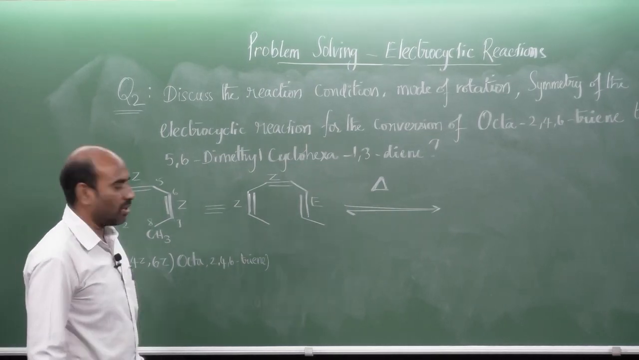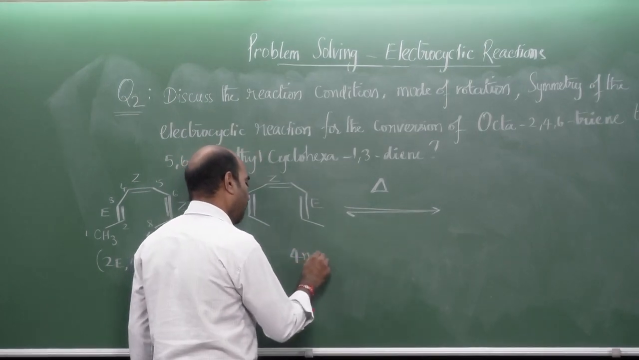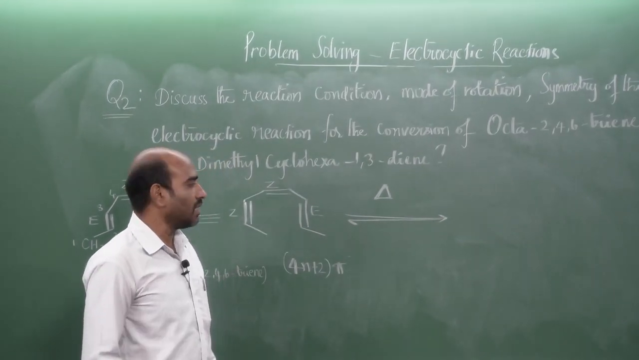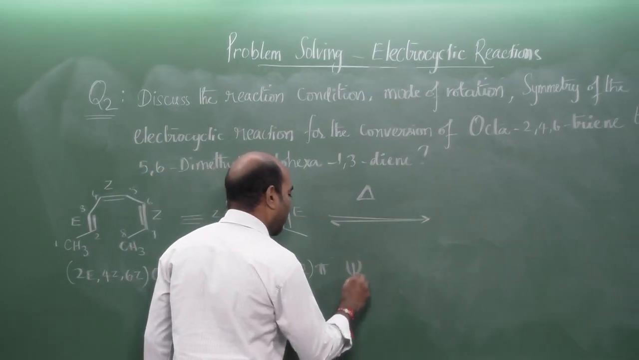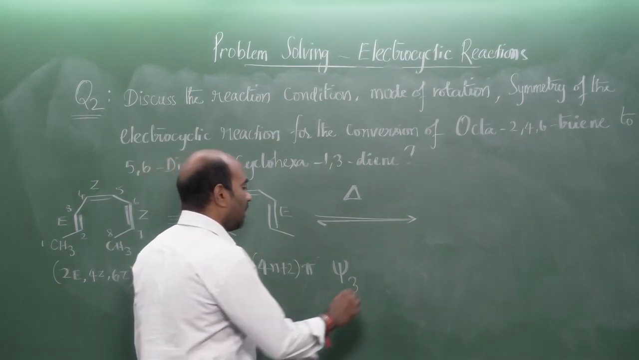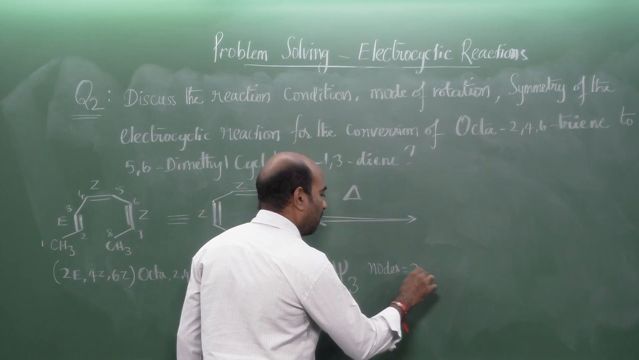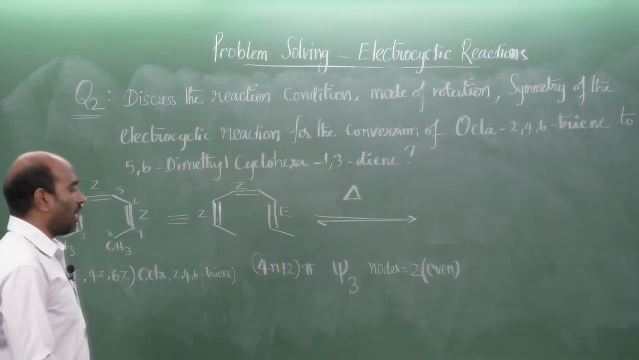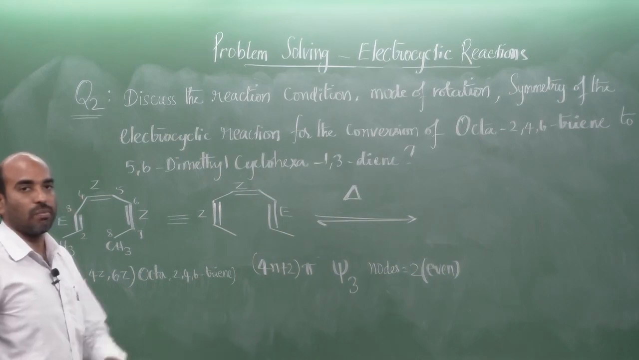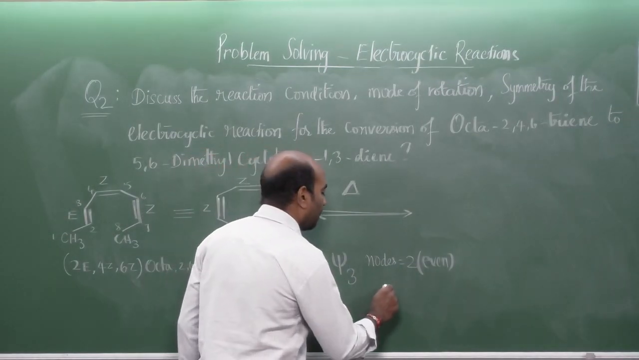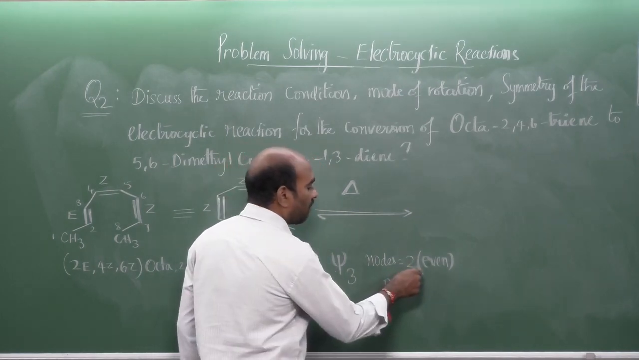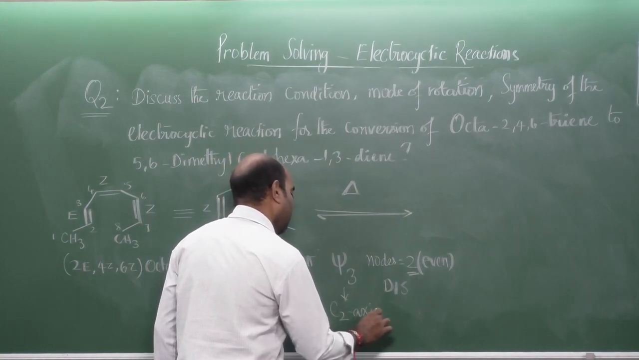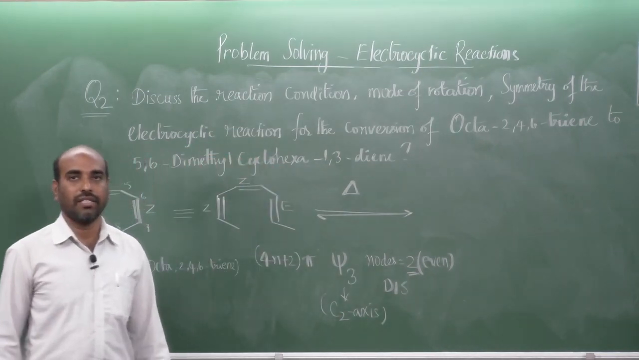So, 6 electrons are involved. So it is a 4n plus 2 pi system. For a 4n plus 2 pi system, the homomolecular orbital is identified as psi 3 and the number of nodes is 2, which is an even number. Just recollect, when you have an even number of nodes, what is the mode of rotation allowed? This mode of rotation is allowed because an even number of nodes gives this molecular orbital a C2 axis of symmetry.